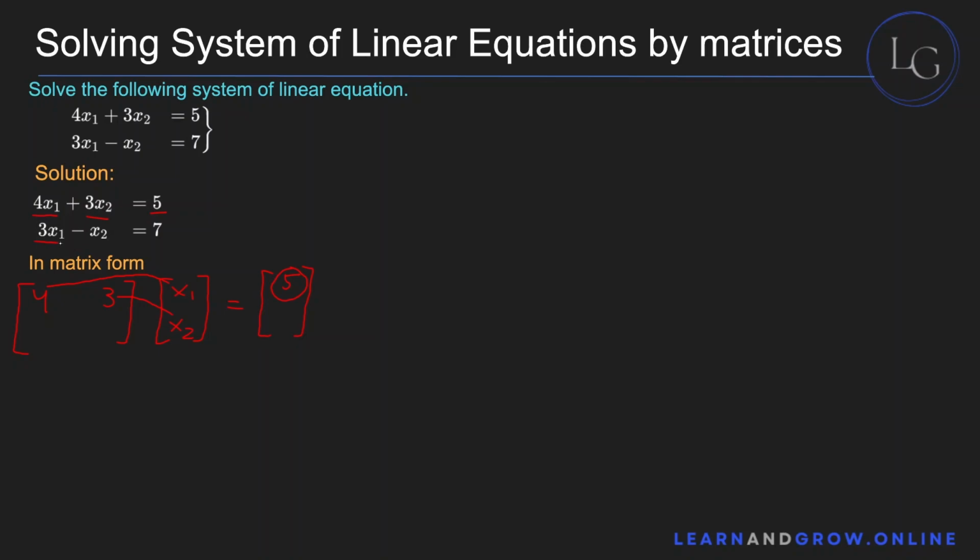Now if you look at the second equation, 3x1 minus x2 is equal to 7. So 3x1 minus, so basically this becomes minus 1, since minus 1 into x2 is minus x2. So 3x1 minus x2 is equal to 7. And so this is the matrix form of these two simultaneous linear equations.